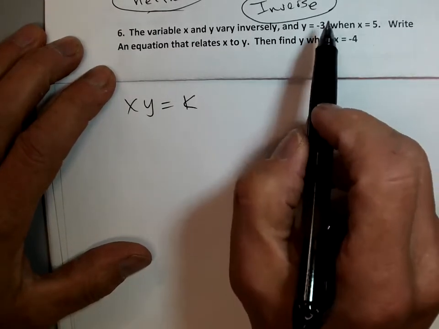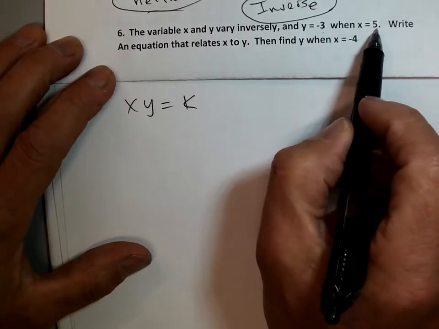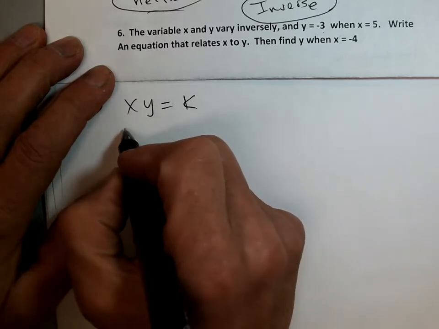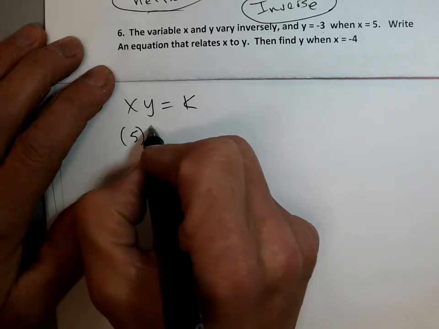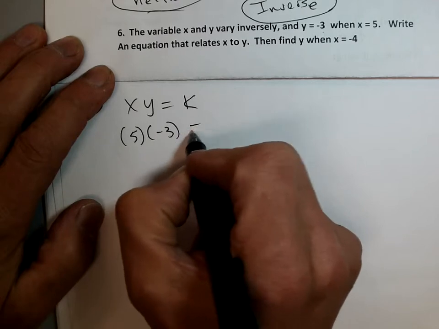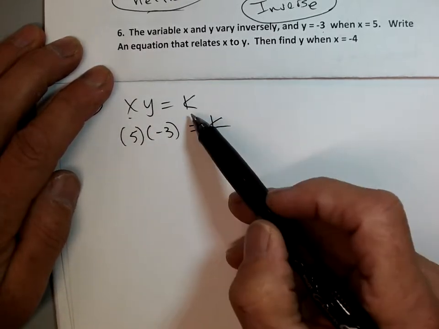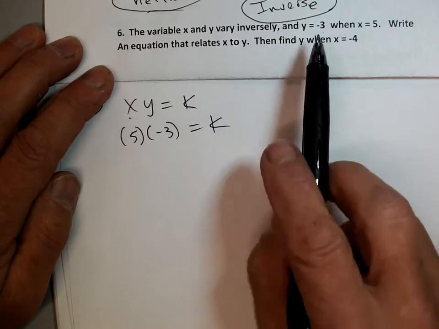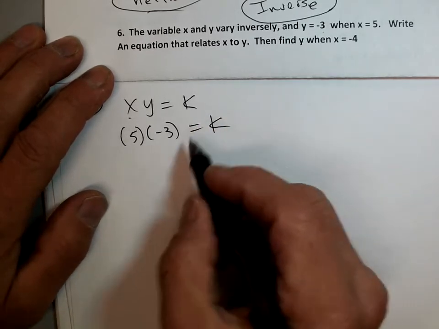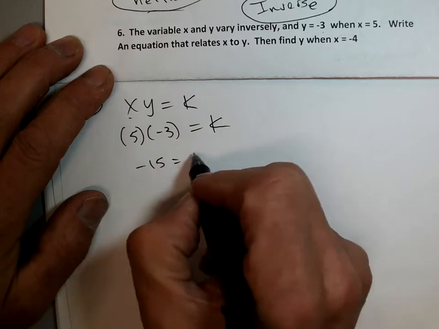If y is negative 3 and x is 5, so let's see. We're going to go 5 times negative 3 equals my value k. So here's my equation. I just need to find k. Let's plug in my negative 3, my 5. And so in this case, k is negative 15.